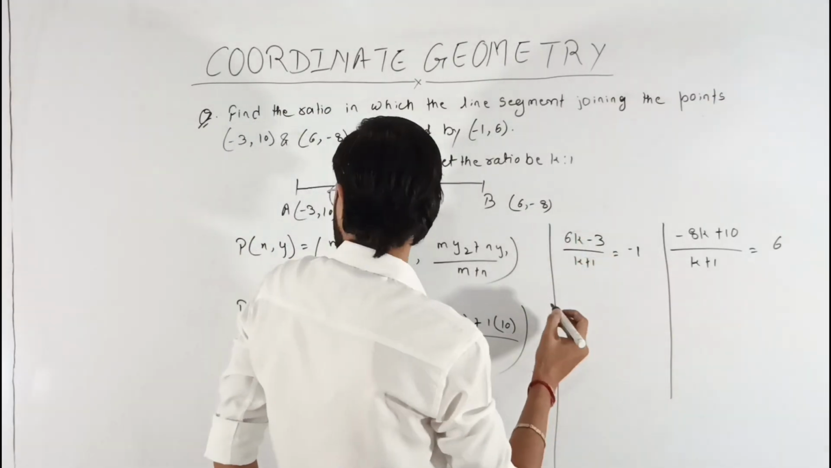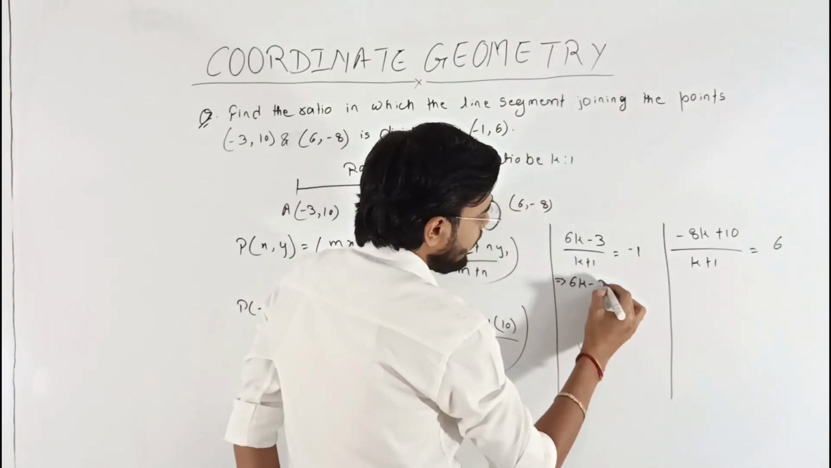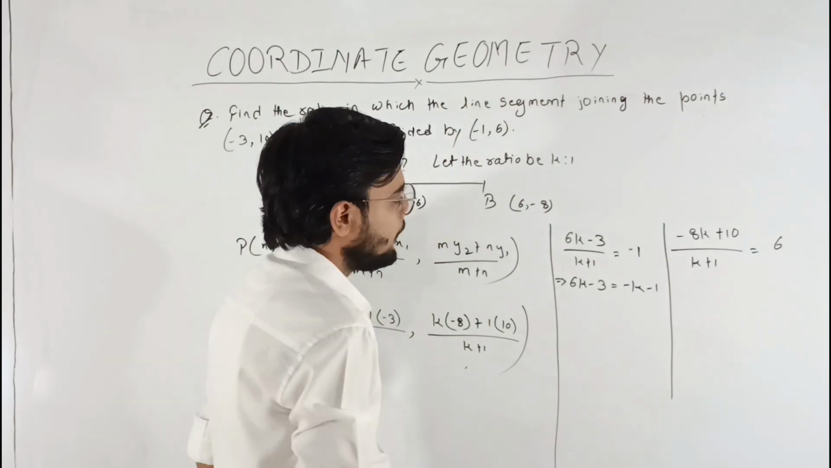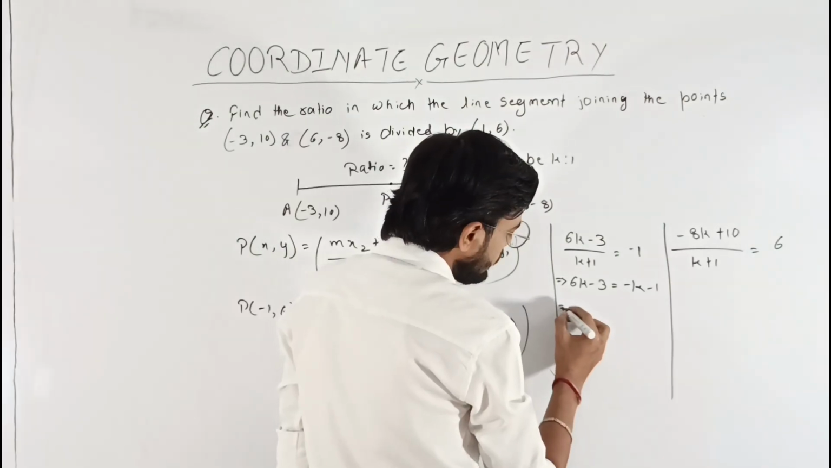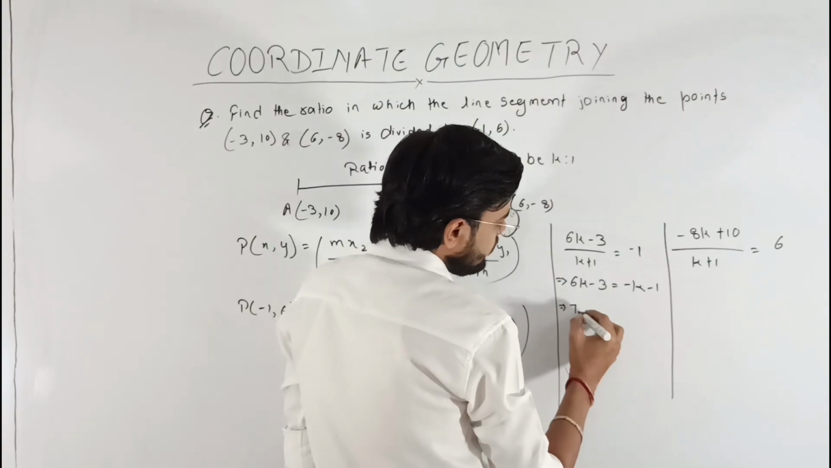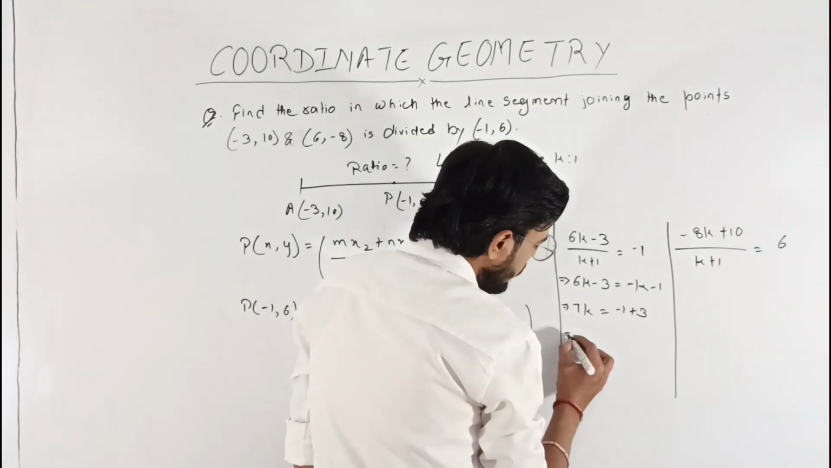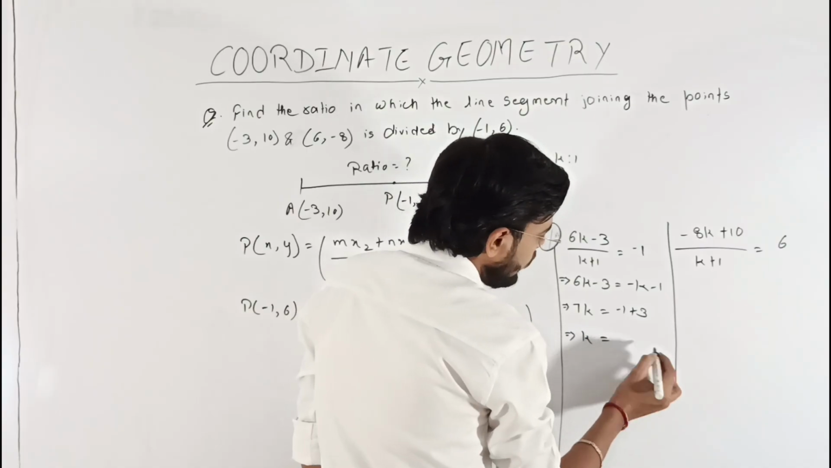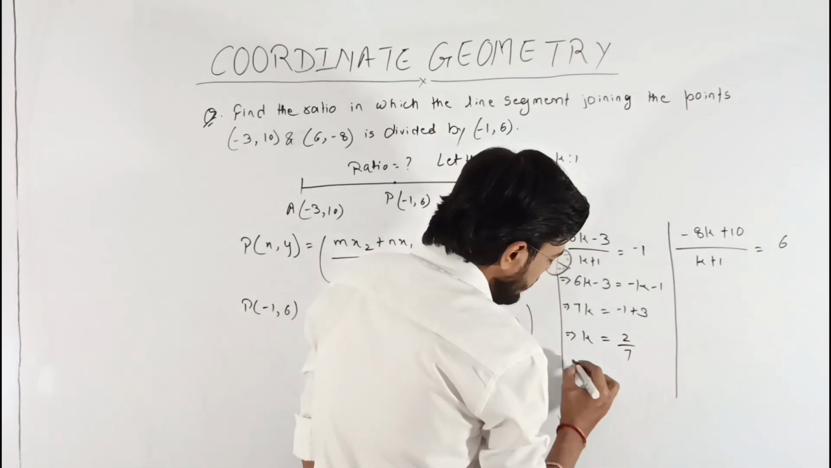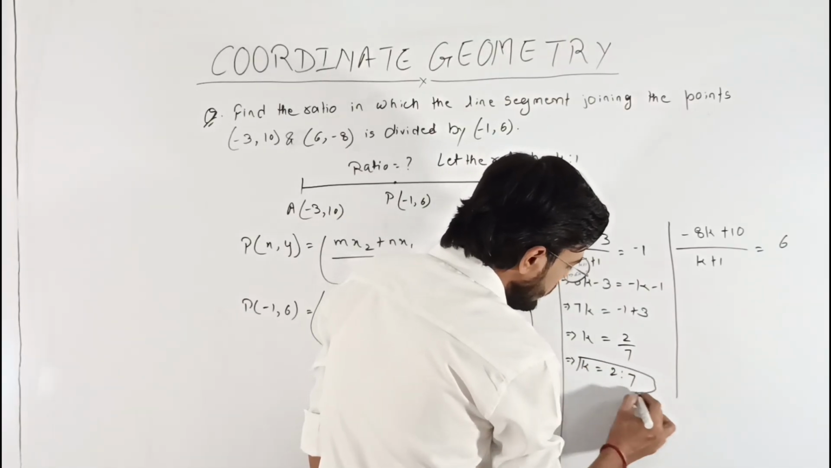So first solve this one. 6k minus 3 is equal to minus k minus 1. This k goes to this side and becomes 7k is equal to minus 1 plus 3. Now from here, minus 1 plus 3 becomes 2, so k is 2 upon 7. So from here k is 2 is to 7.